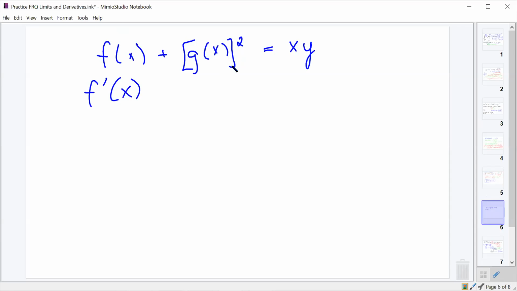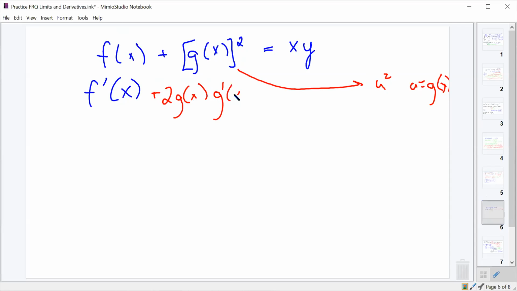If I take the derivative with respect to x, this is a function in terms of x, so it's u squared with u equal to g of x. So that should become 2u, or 2g of x times g prime of x. Good or no? 2u, which is 2g of x, and then the derivative of u, which is g prime of x. Any questions on that part?